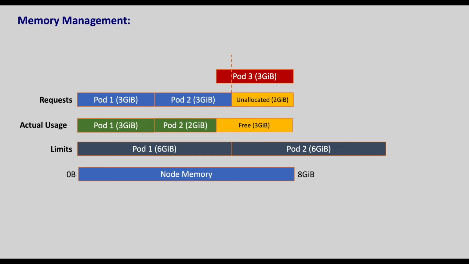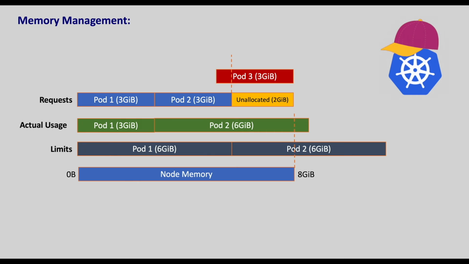Now let's say all of a sudden our pod 2 starts using full memory, which is 6 gigabytes, equal to the limit that we defined on pod 2. There is no problem as it has not exceeded the limit. But both pods collectively are using 9 gigabytes of memory, which is more than the node memory. Now one of these pods should be killed. Which pod should be killed is the question, as both pods are within the limits. There is no mistake with any pod here. But Kubernetes is very smart.